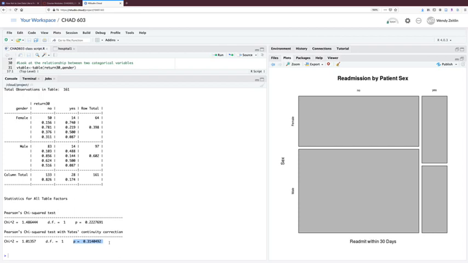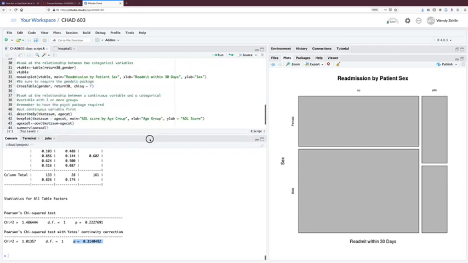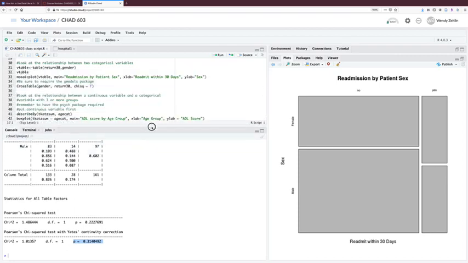That's way greater than the 0.05 threshold, the 5% threshold of denoting a relationship. So even though we observe some differences, statistically we cannot conclude that patient sex and readmission status are statistically related, and we would have to assume at this point that there is no statistical relationship because that p-value is over 0.05. So that was the first thing that I demonstrated to you last time.